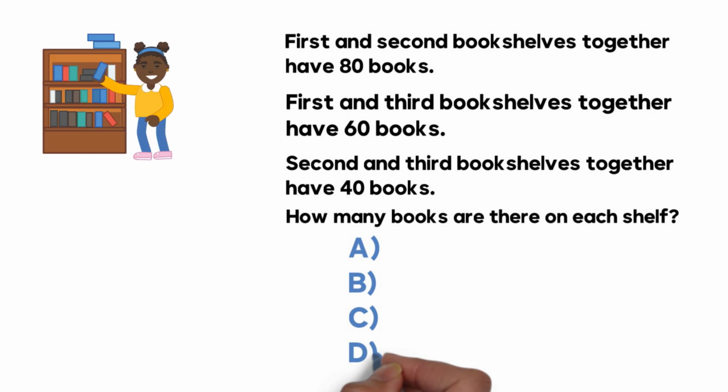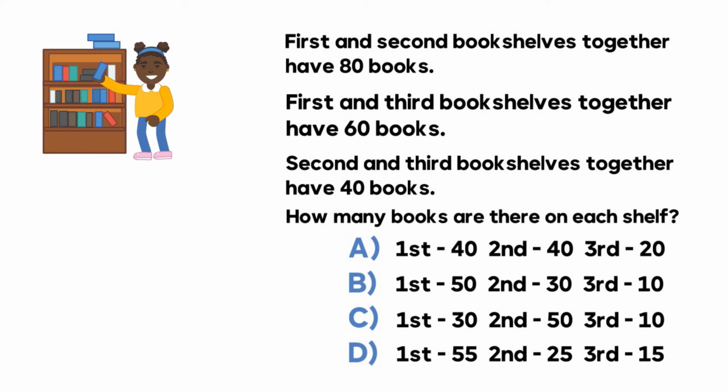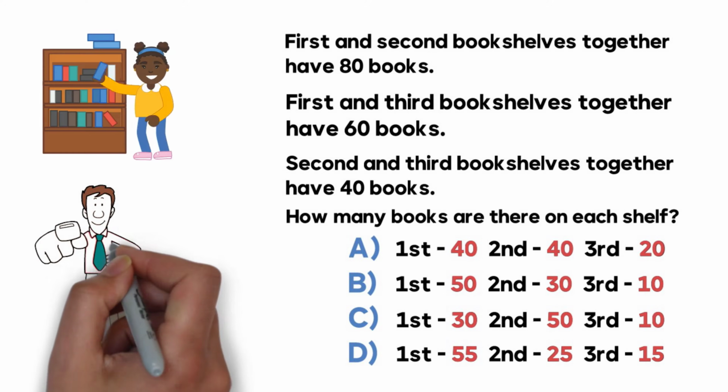You have 4 different choices. For the first, second, and third bookshelves, in choice A, you have 40, 40, and 20. In choice B, 50, 30, and 10. In choice C, 30, 50, and 10. And in choice D, 55, 25, and 15. Do you see the answer? Can you calculate it? Can you?